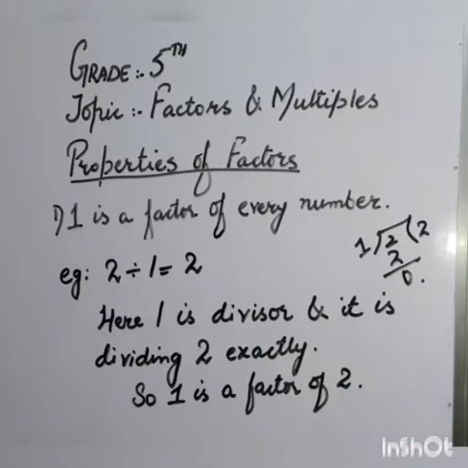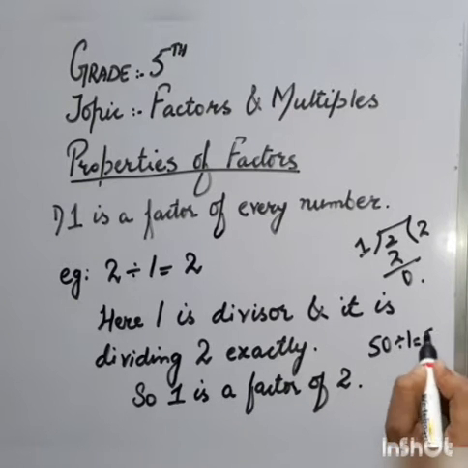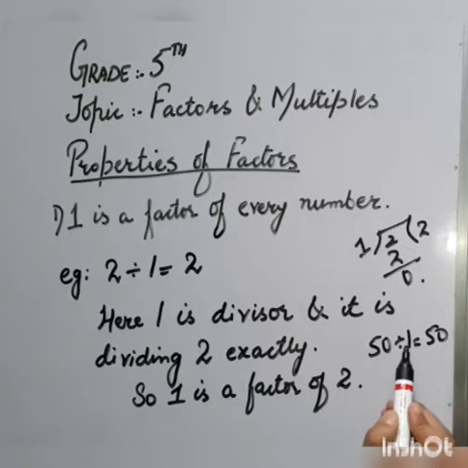Similarly, if I take any number, say suppose 50 divided by 1, that is again 50. That means this 1 is dividing this 50 also. So 1 is a factor of 50 also. So students, you have to remember that this 1 is a factor of every number. Clear? It means 1 divides every number exactly.